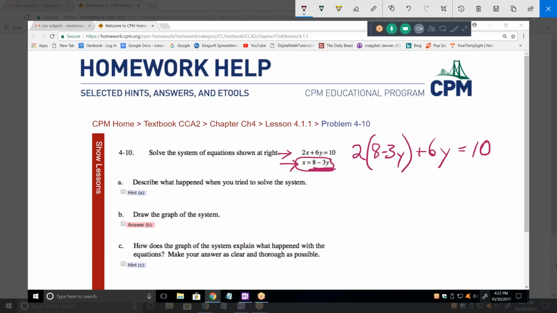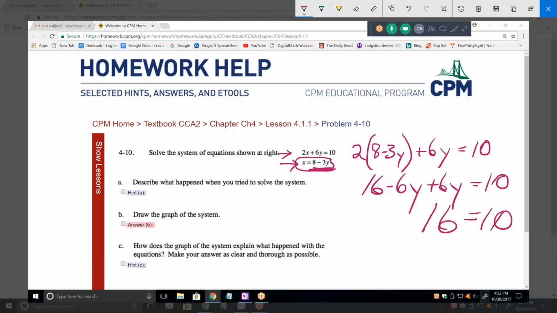2 times 8 minus 3y? What's 2 times 8? When I say distribute the 2, that means multiply the 2 to the first term and then multiply the 2 to the second term. So 16 minus 6y? Now this 6y is all on its own over here. Now, what's minus 6y plus 6y? 0. Now I got 16 equals 10.